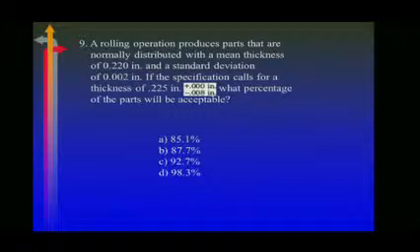A rolling operation produces parts that are normally distributed with a mean thickness of, I'm going to solve it on the board, don't worry, a mean thickness of 0.22. All right, mean is mu.